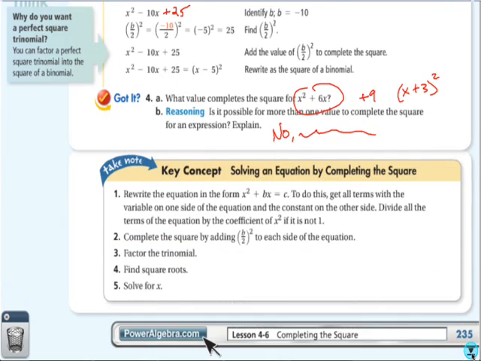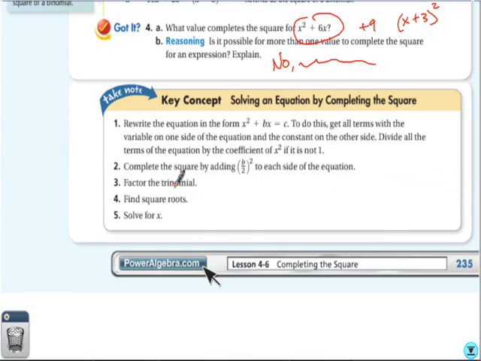Let's take a look at the key concept of completing the square. You're going to rewrite the equation in the form x squared plus bx equals c. To do this, we get all the terms with the variable on one side and the constant on the other. Then we divide b by 2 and square it, and we add that to both sides. We factor the trinomial, and then we find square roots and solve for x. I would make sure I understood that.